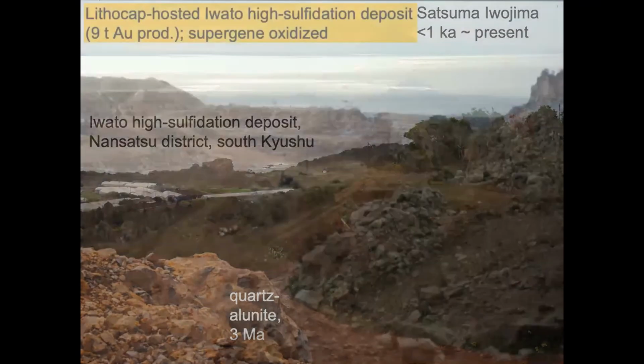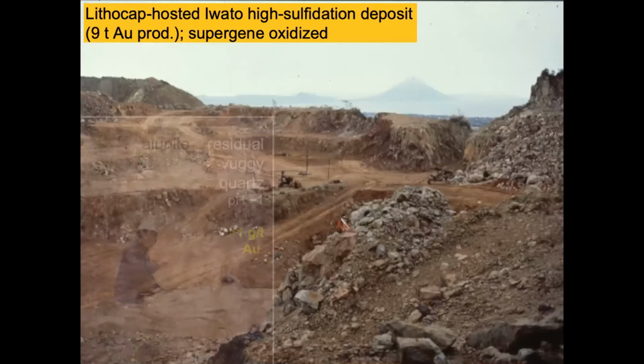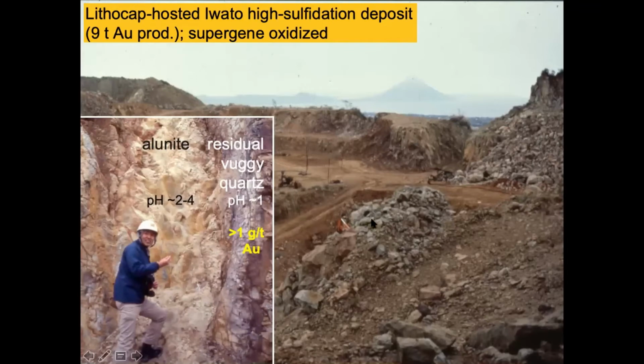This is a view of the lithocap-hosted Iwato high sulfidation deposit. As we can see, all the sulfides have been supergene oxidized. We have these reddish brown iron hydroxides present. That means the 3 to 4 grams per ton gold is released, very easy to recover. The gold is hosted within the residual vuggy quartz, greater than 1 gram per ton, and there are very sharp contacts with zones of alunite.